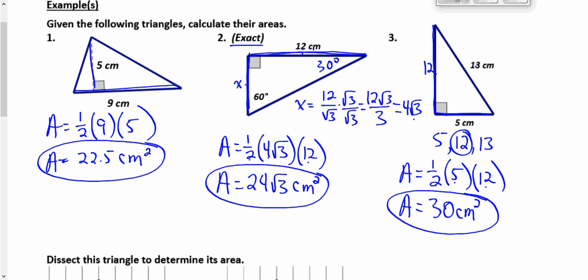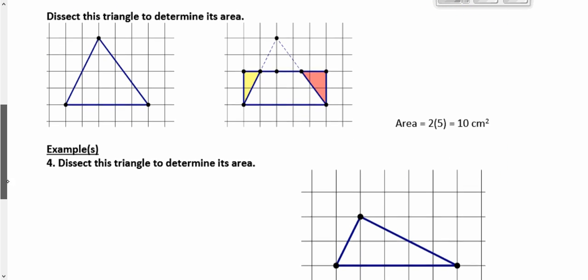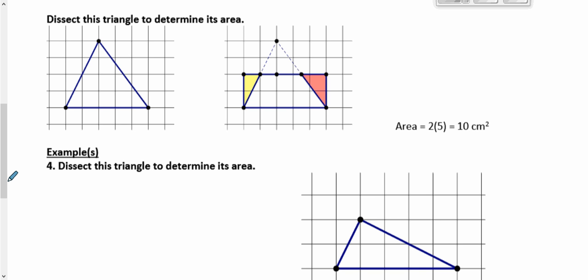Okay, then for this last example, they're going to ask you to determine the area of a triangle by dissecting it, use dissection, and make it into a rectangle that has the same area. Okay? Here's another example, right? So what they did with this triangle is it has a height of 1, 2, 3, 4. So they cut the height in half.